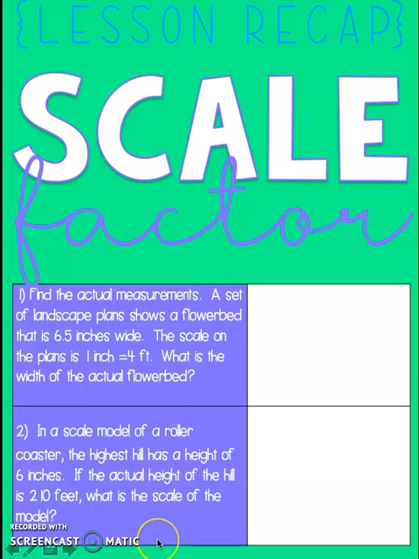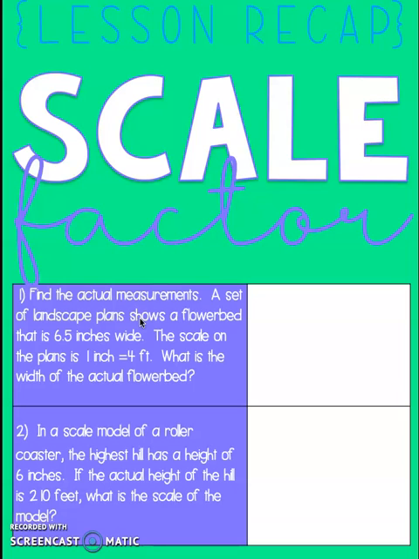All right, so some other types of examples you might get. You might get just some word problems where you have to figure out how to set up the proportion. So let's look at number 1. It says find the actual measurements. A set of landscape plans shows a flower bed that is 6.5 inches wide. The scale of the plans is 1 inch equals 4 feet. What is the width of the actual flower bed?